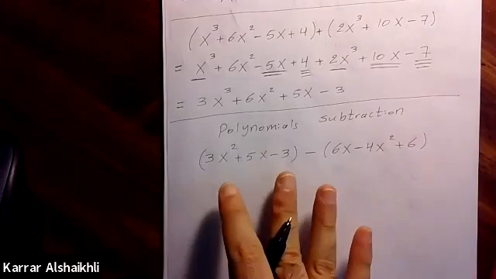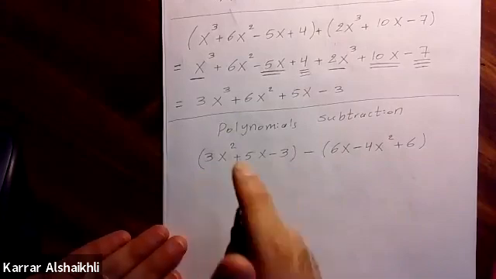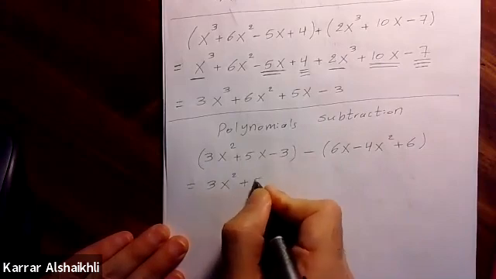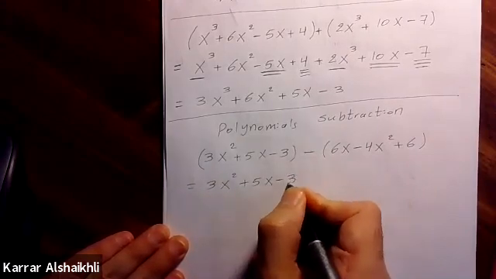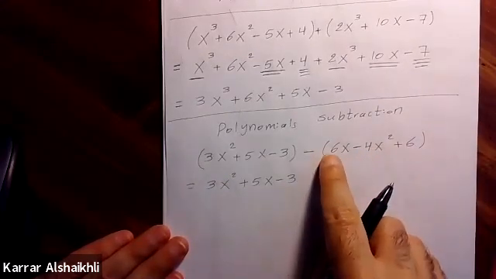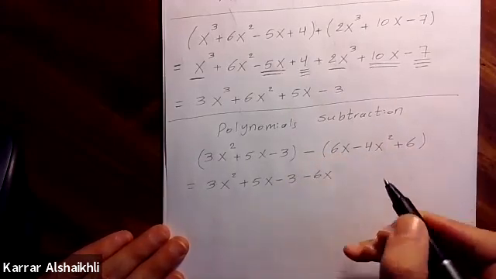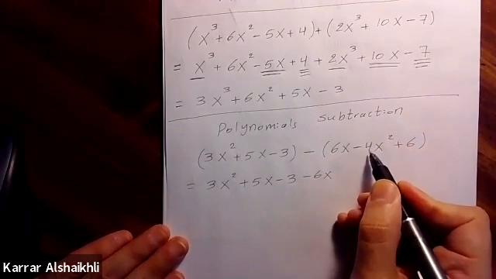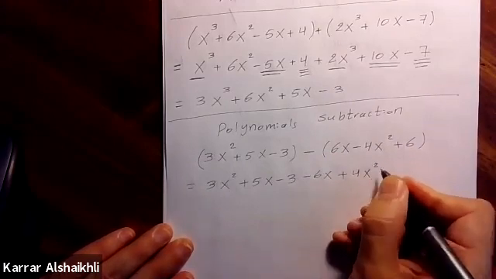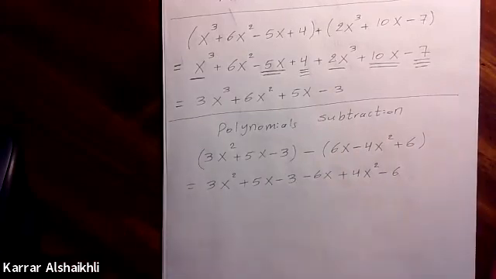How are we gonna do the minus between two polynomials? We're going to write down the first one, 3x squared plus 5x minus 3. Change the sign for the second one. 6x is positive, so I'm going to say minus 6x. Negative 4x squared is negative, I'm going to change it to positive 4x squared. Plus 6 is going to be minus 6. So here's the important steps.